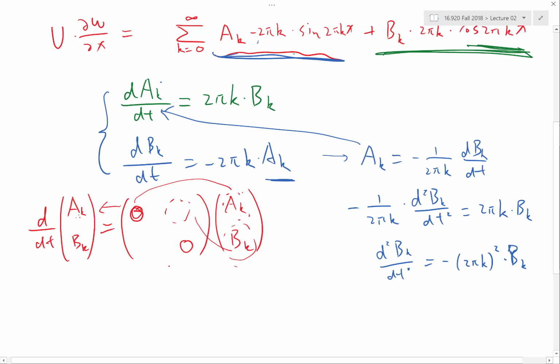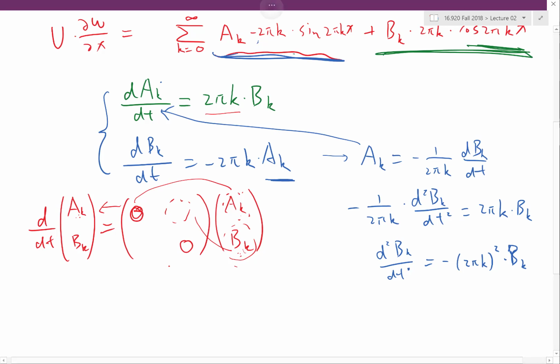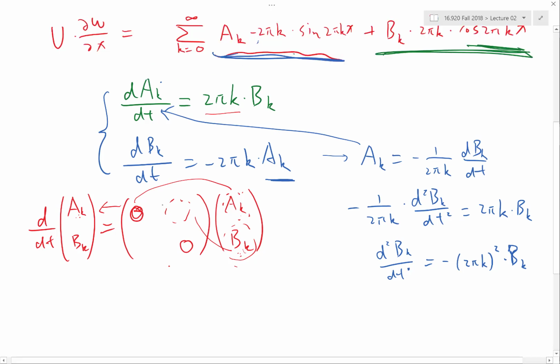And similarly, the second row. So this thing that is multiplied with bk has to be this 2 pi k. So I'm going to just write using green here. 2 pi k actually appears here, and this minus 2 pi k is going to appear here.